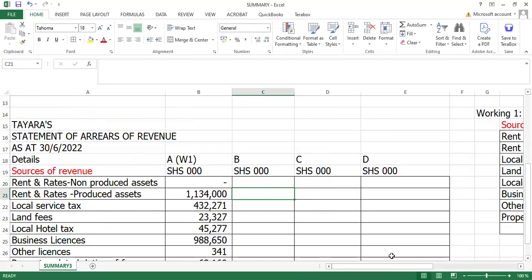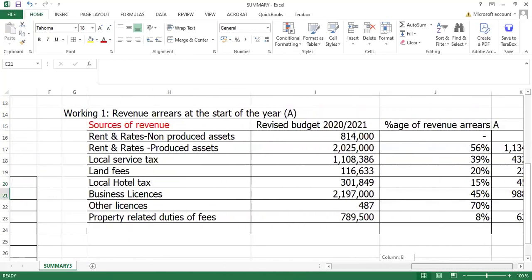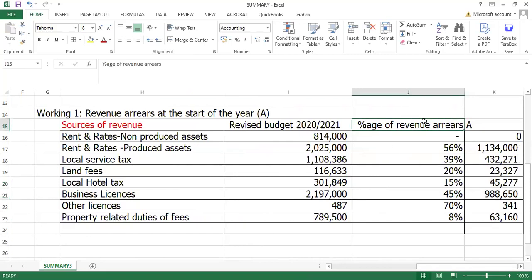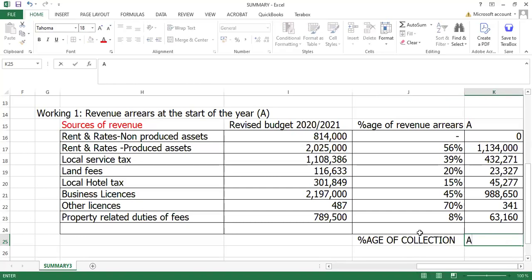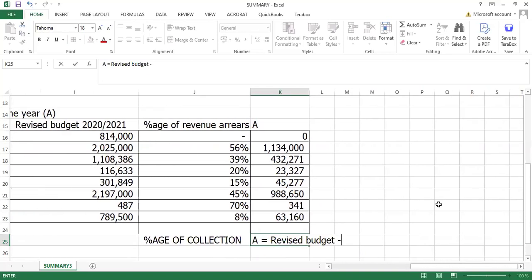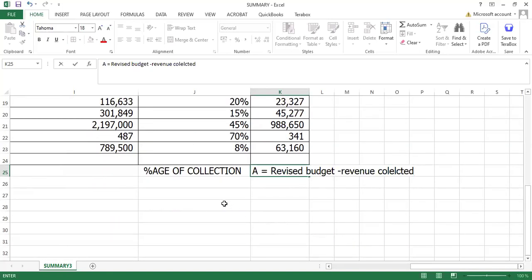Okay. I believe that is okay. Another student could be based on this, whereby you rely on the percentage of correction, and then you get A. But when you're getting A, it will be the revised budget minus what you corrected, minus the revenue corrected. But this approach takes a lot of time.